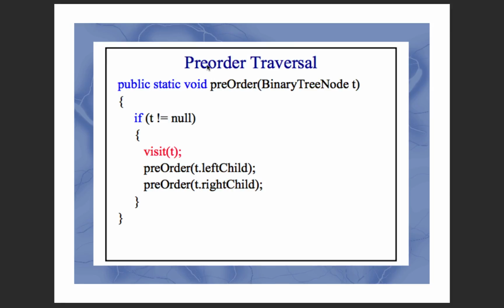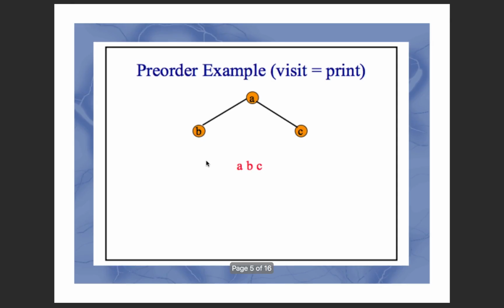This is pre-order, so we visit first, and after visiting we call pre-order again with the left child, and then we call pre-order with the right child. Pre-order is a recursive algorithm, so it calls itself again and again, calling with the left child first, and then the right child. We have seen some examples, but this is a better presentation of the pre-order example.